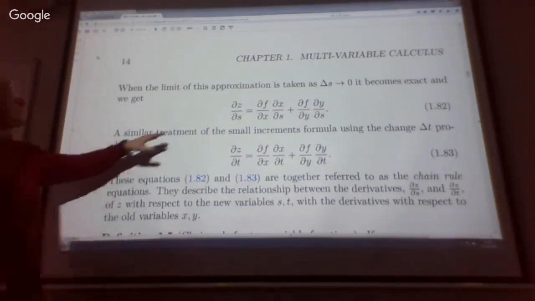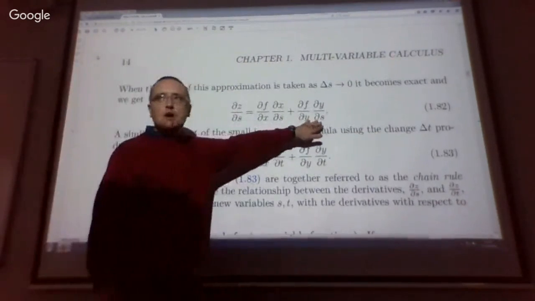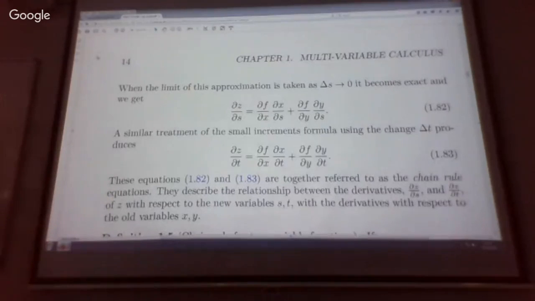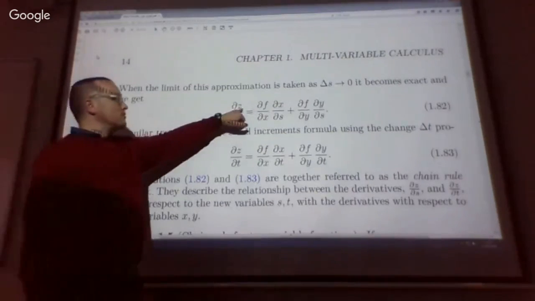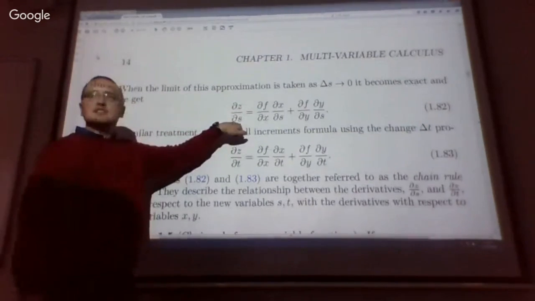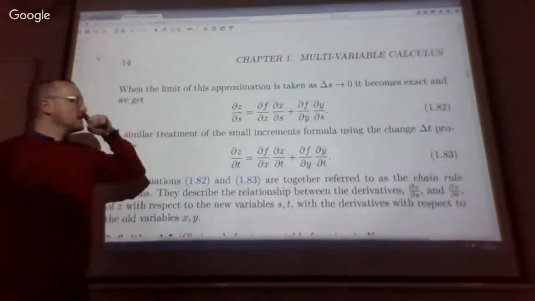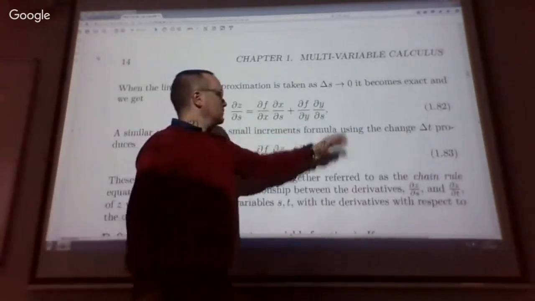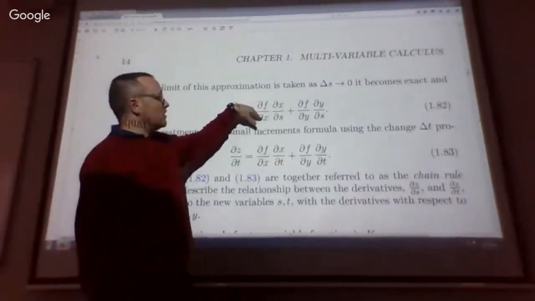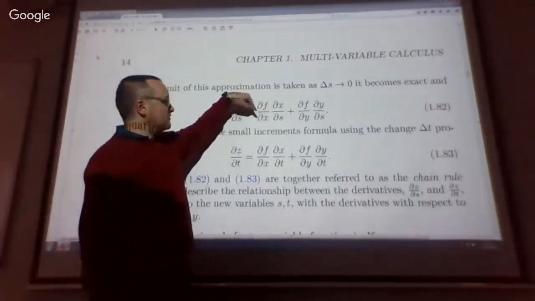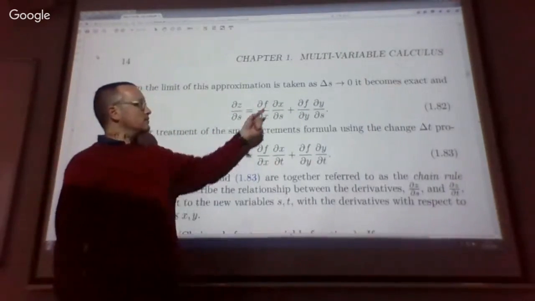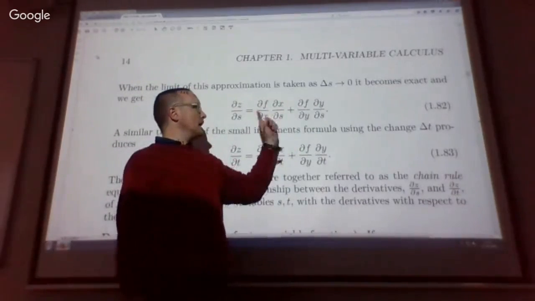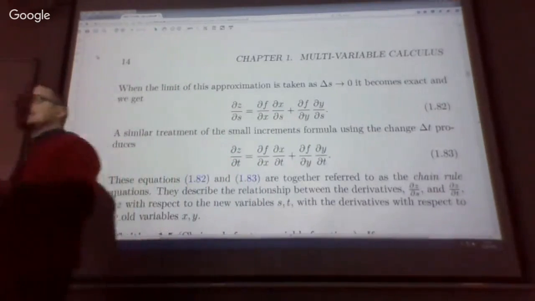So what are we looking at now? This is what we set out to find. On the left-hand side, we have the partial derivative of z with respect to one of the new variables. And on the right-hand side, we've got the already known partial derivatives of f with respect to the old variables x and y, combined with the partial derivatives of x and y with respect to that new variable s.